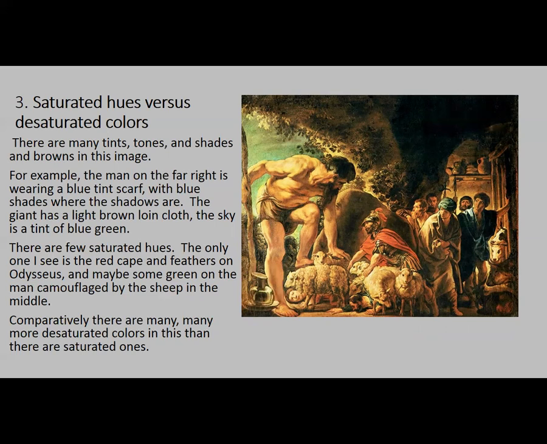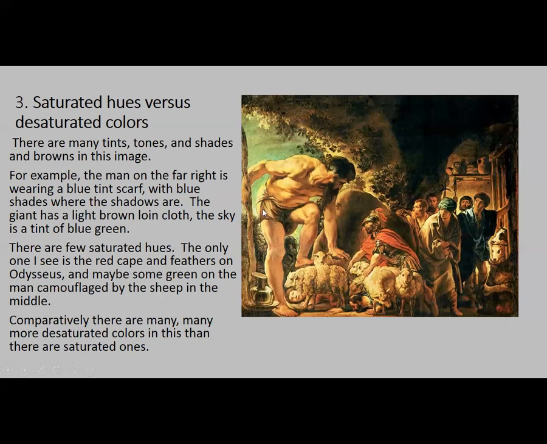Desaturated colors are things that have been mixed with black, with white, with gray, with brown, or have been mixed with their complementary color from the color wheel, which creates a brown. So, for example, the man on the far right is wearing a blue tint scarf. It's not straight up blue hue from the color wheel. It's blue that's been mixed with white. And then the blue has, where the wrinkles are, dark blue shadows, which have been mixed with black.